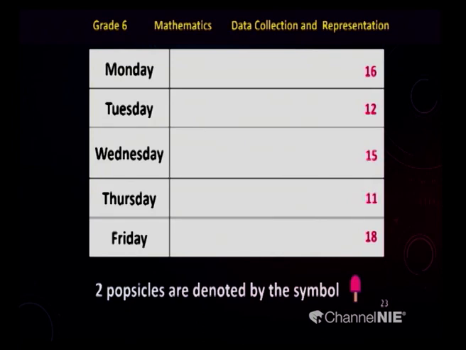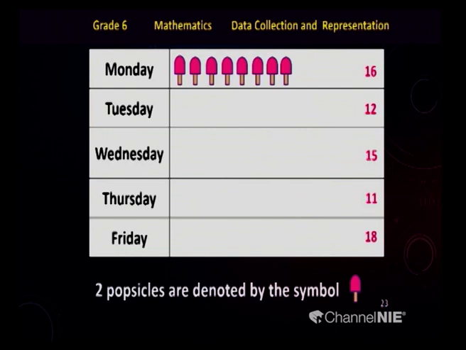Monday, that is 16. 16 popsicles he has sold. Then you have to represent it on this picture graph. How to draw that? Do you know how to draw that? Here 2 popsicles we have denoted. We are going to represent 2 popsicles by this symbol. That means you can divide 16 by 2. Then how many symbols can you use? That is 8, because 16 can be divided by 2.